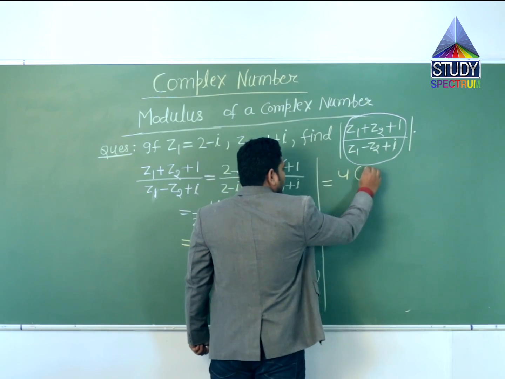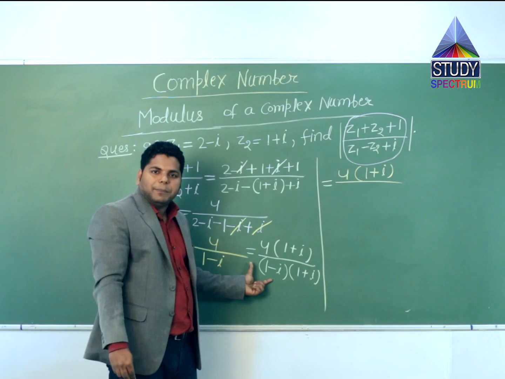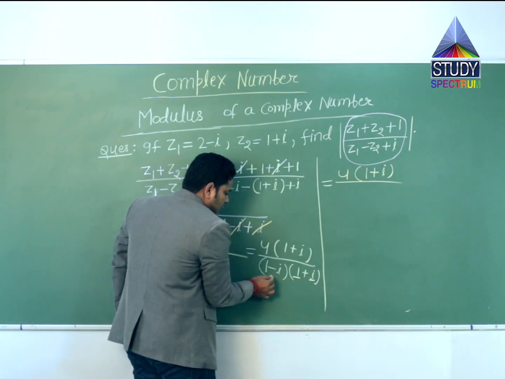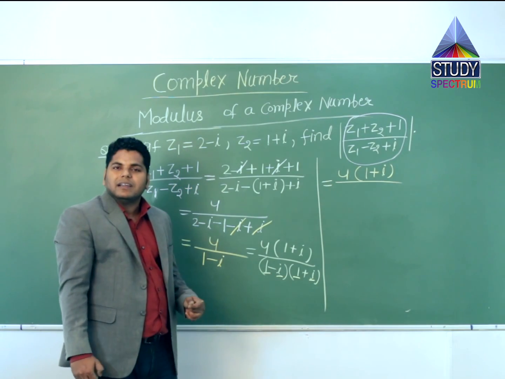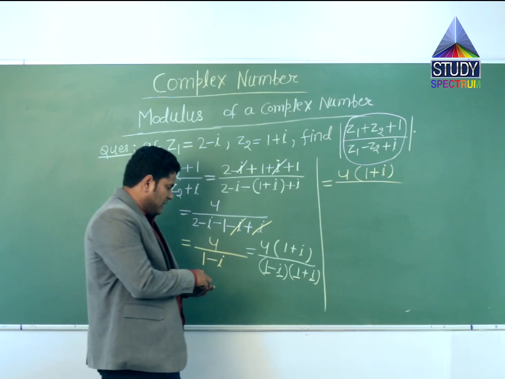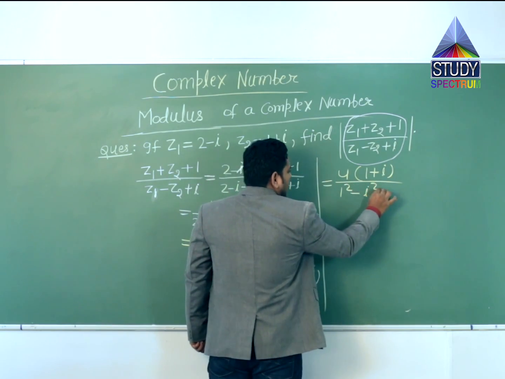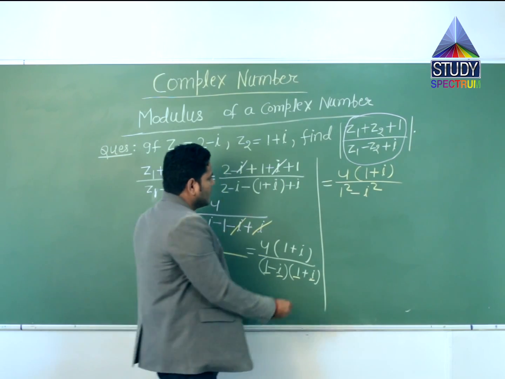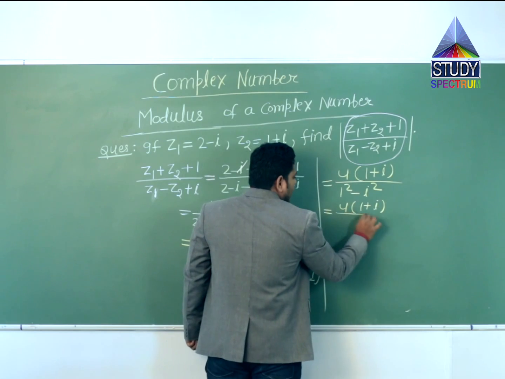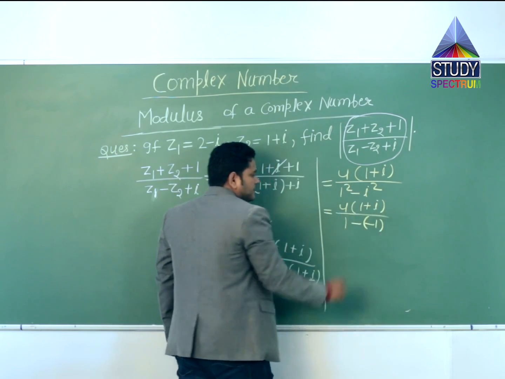4 into 1 plus i upon, it is in the form of (a plus b) into (a minus b). So we'll write the formula (a plus b) into (a minus b) is equal to a square minus b square. So we'll write 1 square minus i square. Got it? So 4 into 1 plus i upon 1 square is 1, minus i square is minus 1.